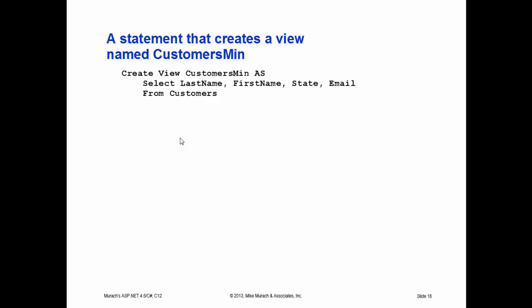So this is an example of a view, and basically what a view is, it's a stored query, is all it is. So, if I always want to see last name, first name, state, and email, I could just run the select statement, but I can create a view, using these keywords, give it a name, say AS, and then the definition of the view, and that way later I can say select star from customers min, and it knows it's looking for those 4 columns from customers.